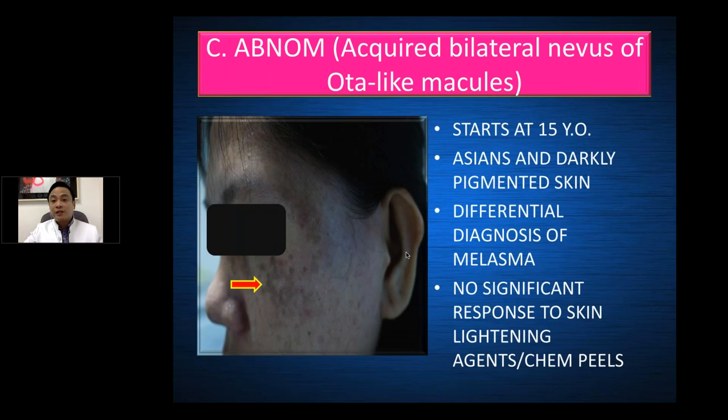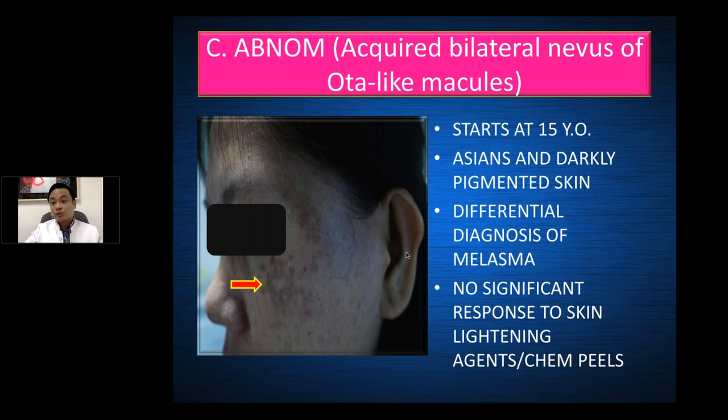The abdomen or acquired bilateral nevus of Ota-like macules, we see it among Asians mostly. So Filipinos, Chinese, Koreans, this is a very common differential diagnosis of melasma. And I think there was a time in the past that this was considered the dermal type of melasma, which is actually not. This is genetic. And similar to nevus of Ota or acquired nevus of Ota, there will be no response at all to skin lightening agents or chemical peels because we're dealing with pigments and melanocytes, not in the epidermis, but in the dermis.